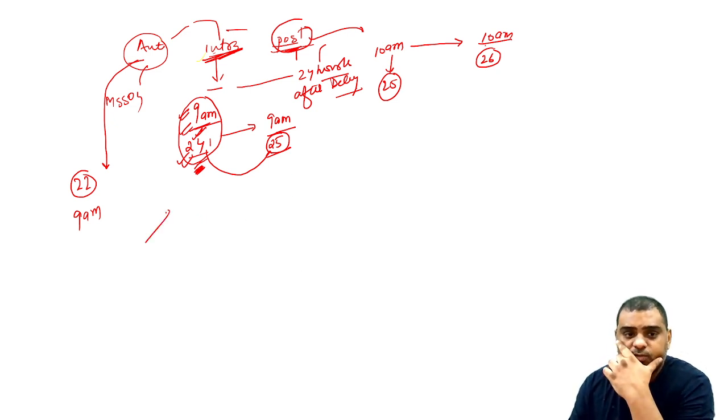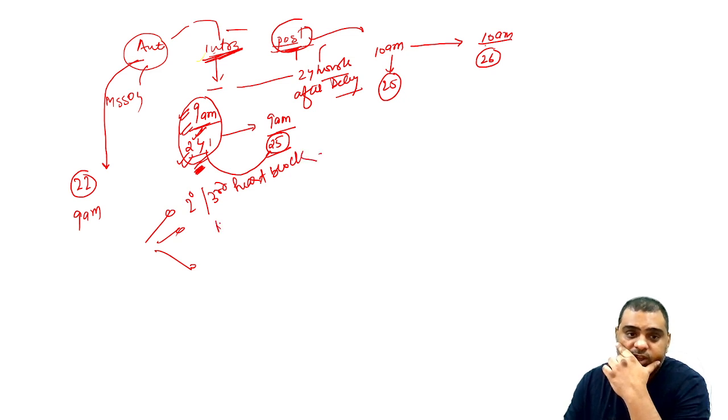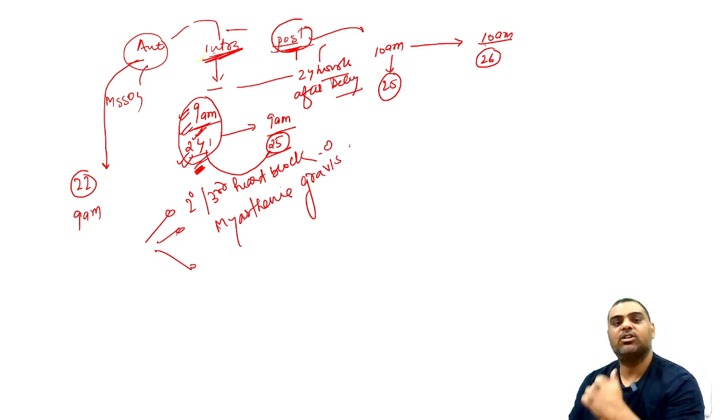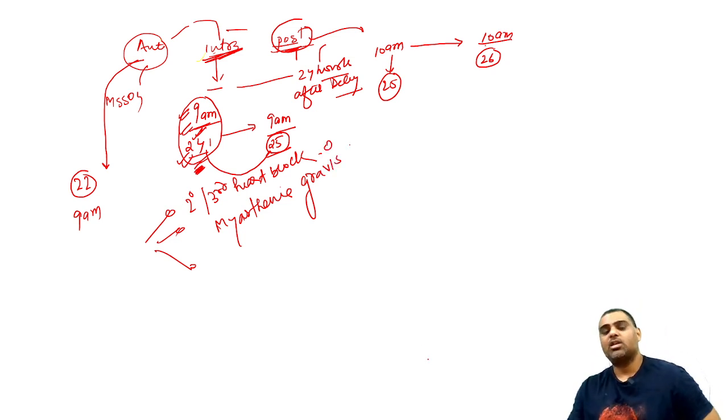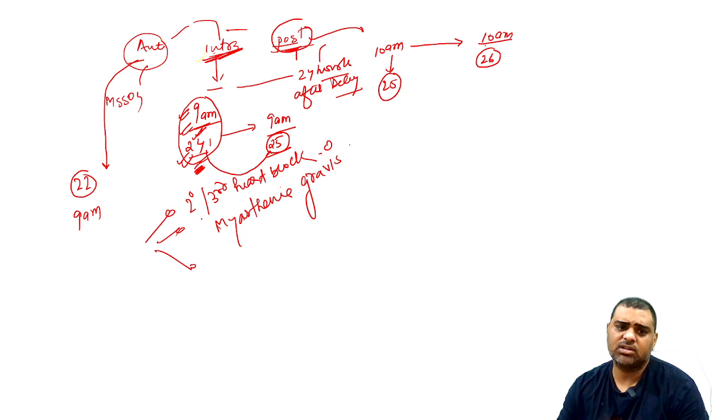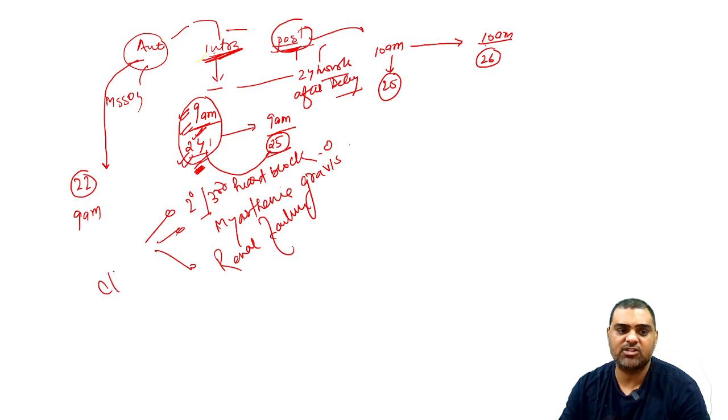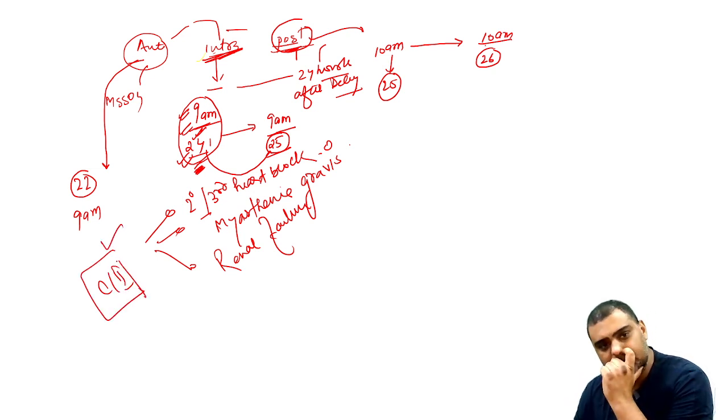Now MgSO4 is contraindicated in three conditions. If there is second and third degree heart block, you don't have to give it. In case of myasthenia gravis, and in case of renal failure. These are the contraindications you should remember, because they can be asked as a NEET MCQ.